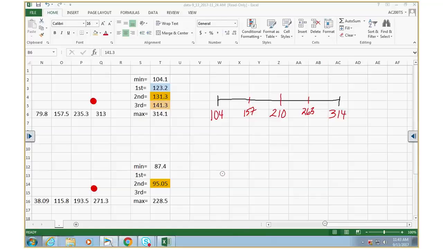157, 104 to 154 is 50. So that'd be 53. Half of 52 is what? 26. 26, that'd be 130. 26 on to this would be 183. Y'all check me. 26 added on to this would be 236. 26 added on to this would be what? 89. Y'all check my math. Does that look good?